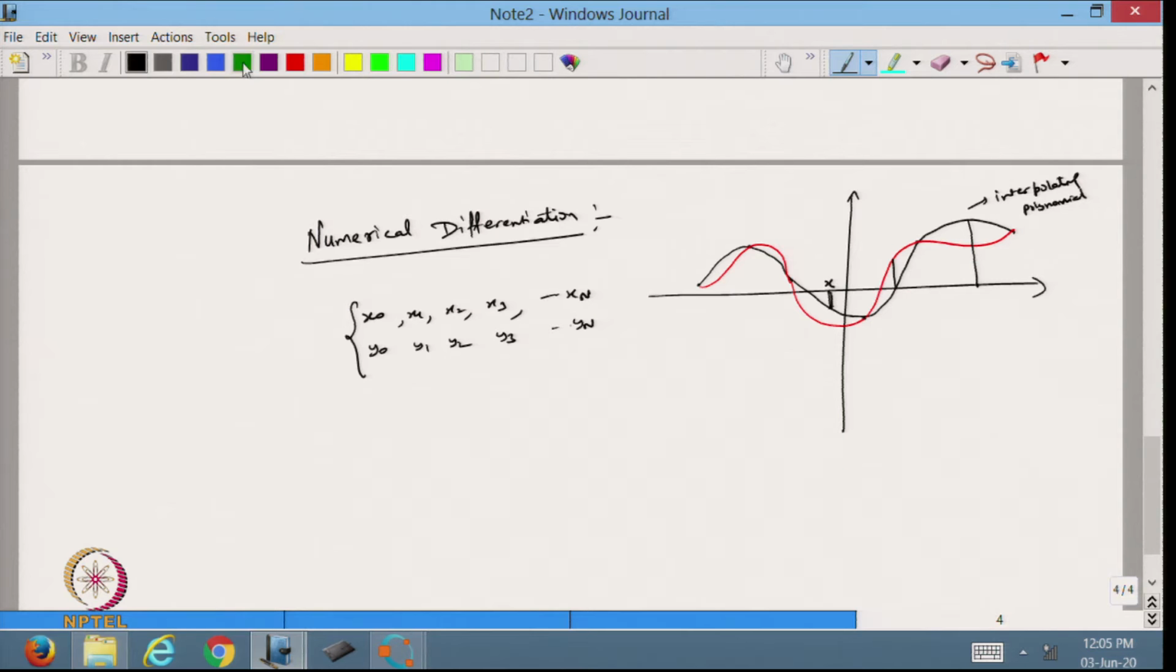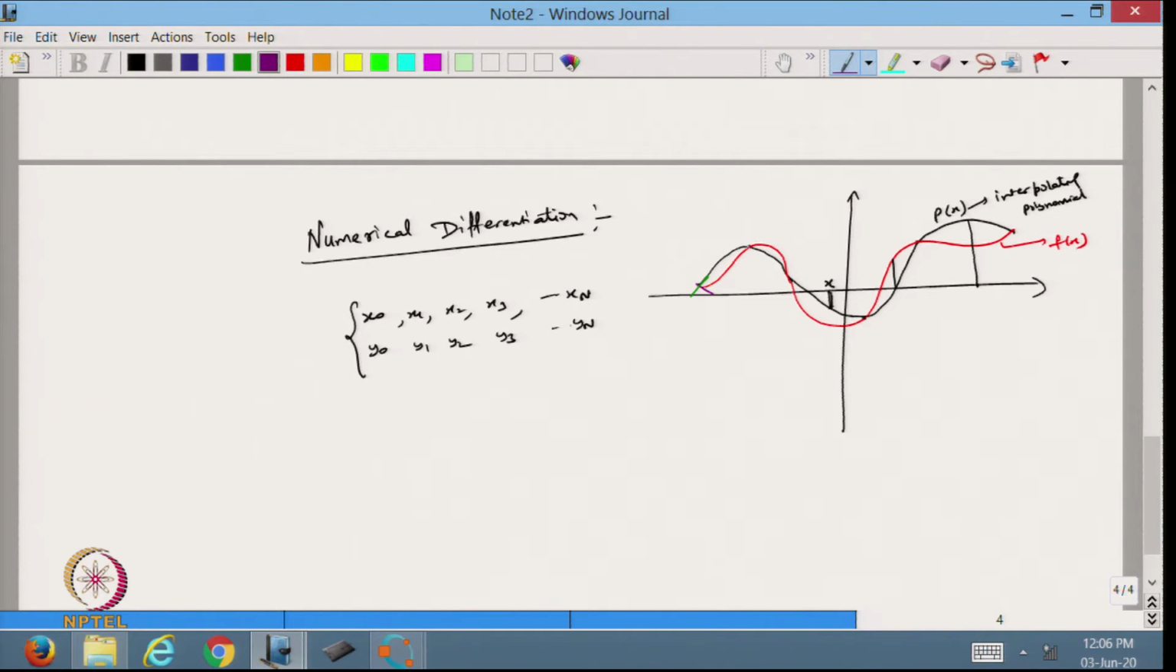Now, from here if you see, at the nodal values, this is my function, that is the function f(x), and this is my interpolating polynomial. So, I call it maybe p(x). Now, from here you will see that at the nodal points the actual derivative is this one, but the approximating derivative is this one.